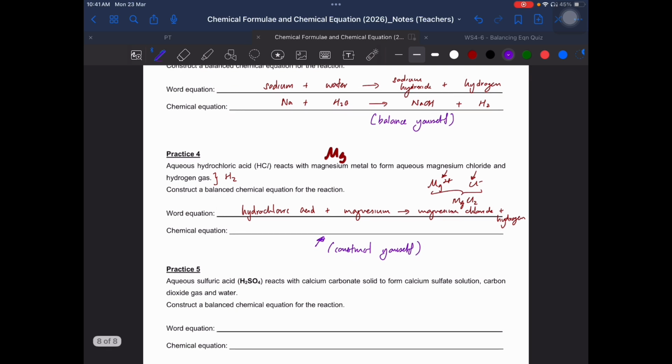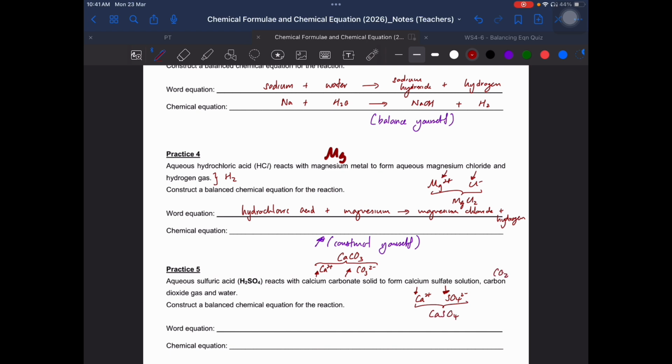Right, and then for the very last one here on practice 5, sulfuric acid H2SO4 reacts with calcium carbonate. Now what is calcium carbonate? Calcium carbonate is an ionic structure. Calcium is an ion of Ca2+. Carbonate we do need to memorize is CO3 2−. So together this will give us a formula of CaCO3. It forms calcium sulfate. Calcium as an ion is Ca2+, sulfate is SO4 2−. Here gives us a formula of CaSO4, right?